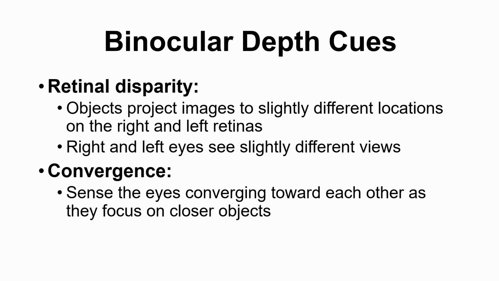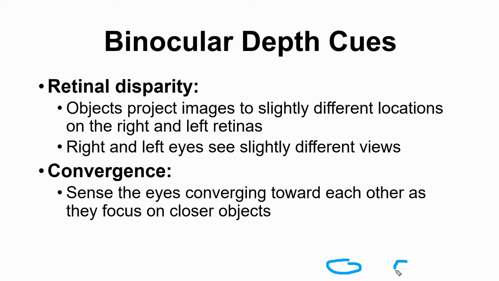All right. And then we can look at our binocular depth cues. So these are the ones that require two eyes, the information from both eyes, and it's because they're at slightly different locations. So the first is the idea of retinal disparity. And so objects are going to project slightly different images in slightly different locations on our right and left retinas. This is basically the idea that we have two eyes.